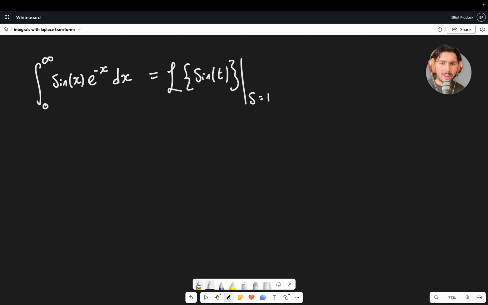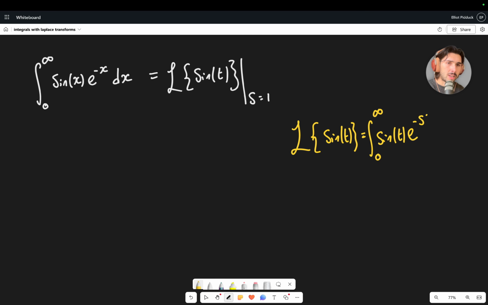Let's just remind ourselves what that really is. The Laplace transform of sine of t, remember, is just the integral from 0 to infinity of sine of t times e to the minus st dt. That's all it is. And if you can see that in yellow and you look at the one that we've done, they look really similar. So you can look at a lot of integrals of that form, the integral from 0 to infinity of f of x times e to the minus something x. If you see an integral like that, you can potentially do it with Laplace transforms really, really quickly.